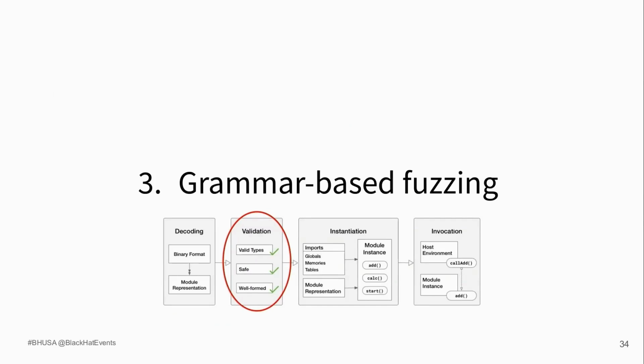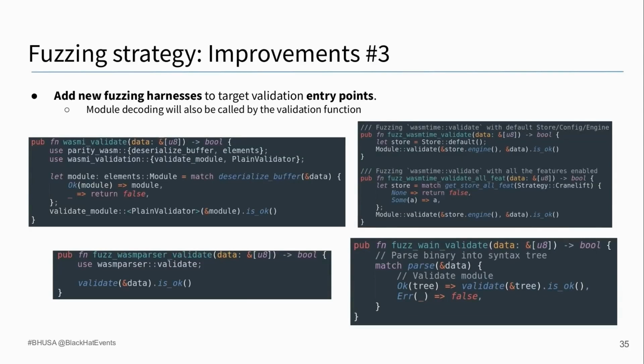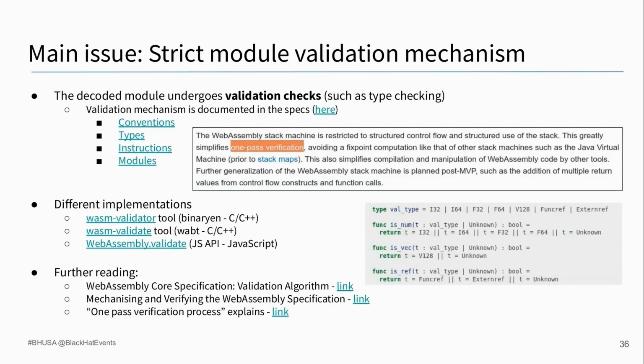Then we are going to the validation phase. I've been fuzzing the decoding part a lot, finding a lot of bugs, but then I reached the point where my WebAssembly module was correct in terms of the binary structure, but invalid in terms of the content. So the first step, of course, is to add some new fuzzing harnesses dedicated to the validation function entry points. Then I decided to also take a closer look at the validation mechanism to learn which kind of stuff was actually checked at this point.